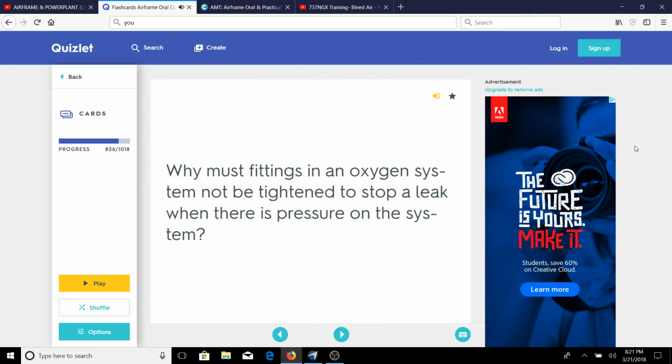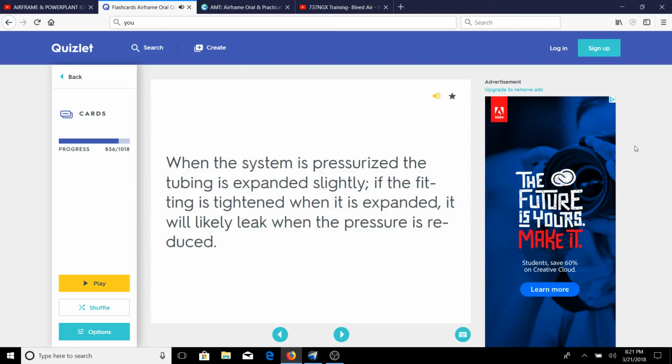Why must fittings in an oxygen system not be tightened to stop a leak when there is pressure on the system? When the system is pressurized, the tubing is expanded slightly. If the fitting is tightened when it is expanded, it will likely leak when the pressure is reduced.